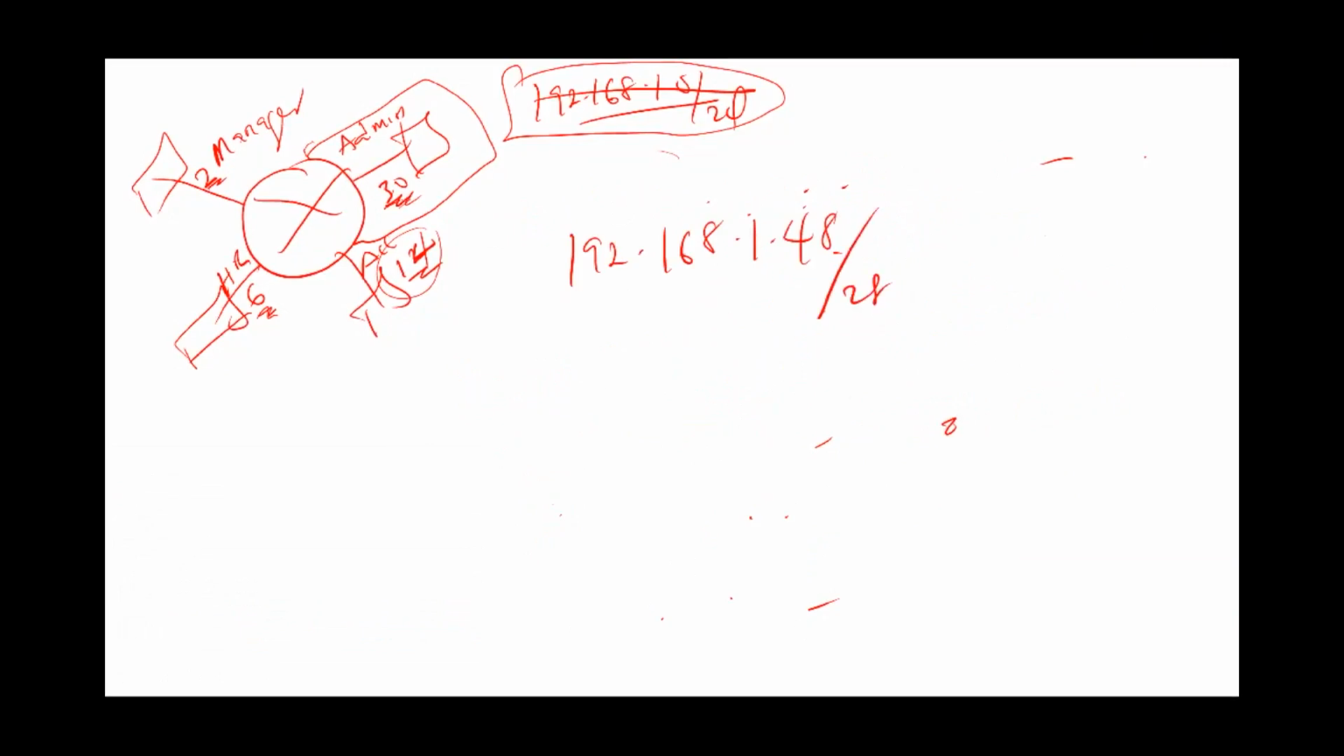192.168.1.48/28 is one of the subnets that we have from another subnet. So we'll assign this to HR. This address can give us a total of how many bits is that now? 2 raised to power 4, a total of 16 addresses. If we assign it to HR, we'll be wasting 10 IP addresses.